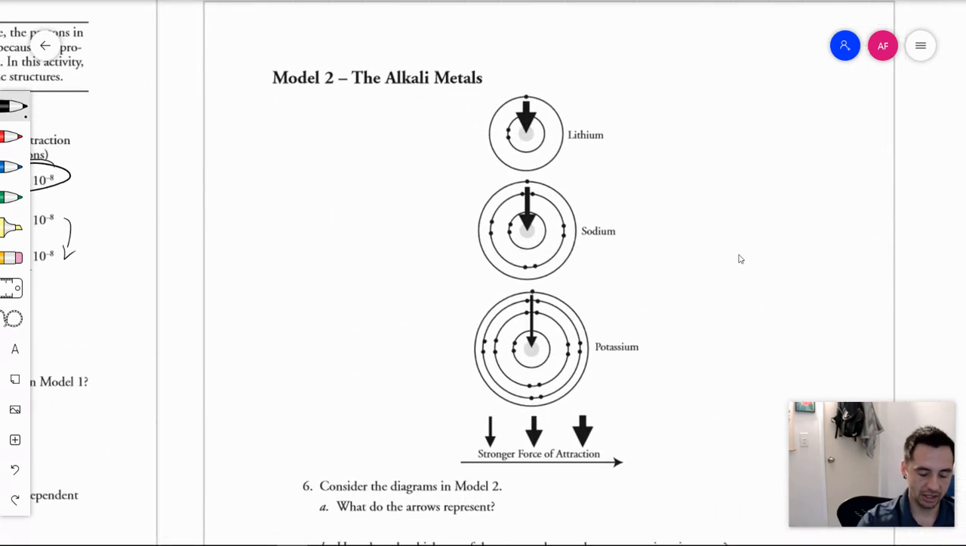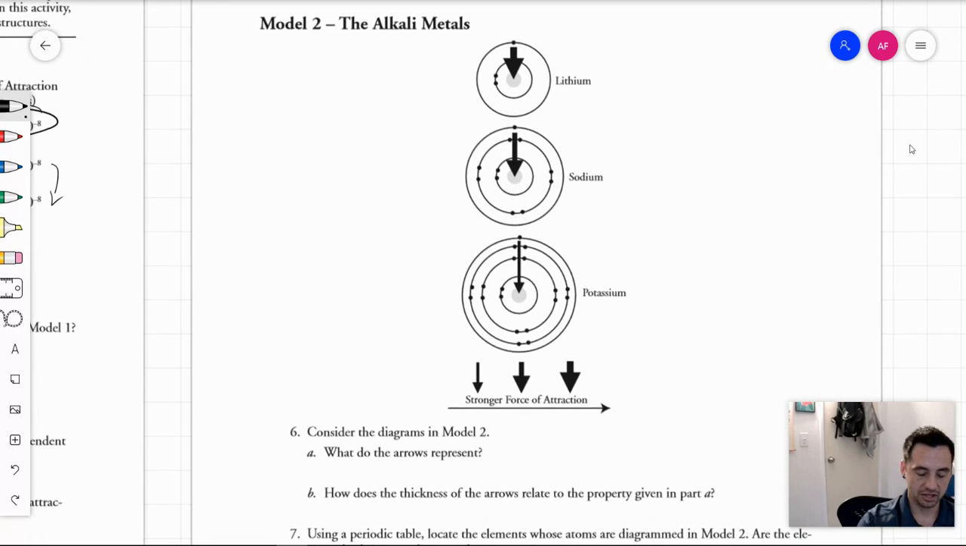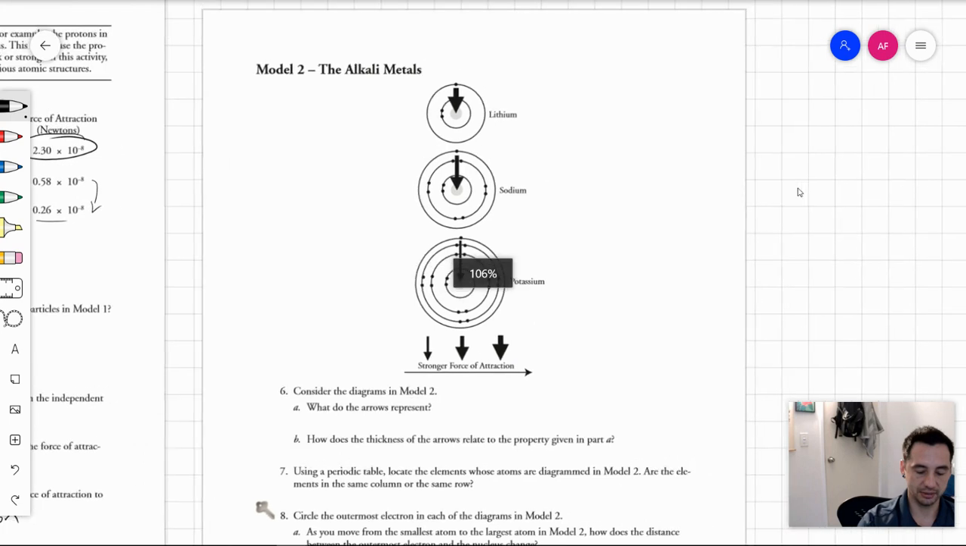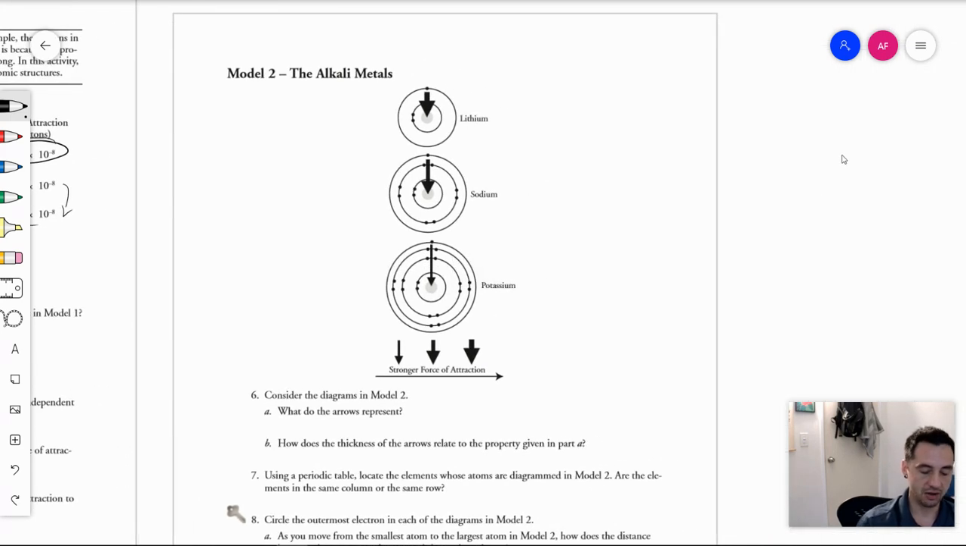Okay, now we're looking at this in action. So we're looking at distance and force of attraction in action in the periodic table here. Okay, so here we have the alkali metals. So these are all in the same group. These arrows are representing force of attraction. How does the thickness of the arrow apply or relate to the property given in part A? Thicker arrows equal stronger attraction.